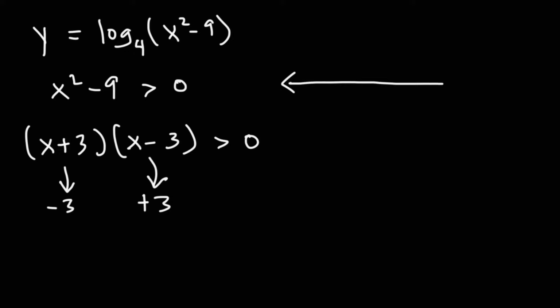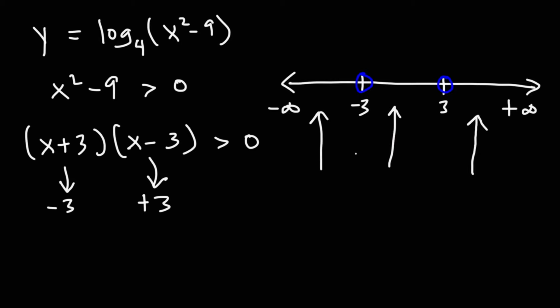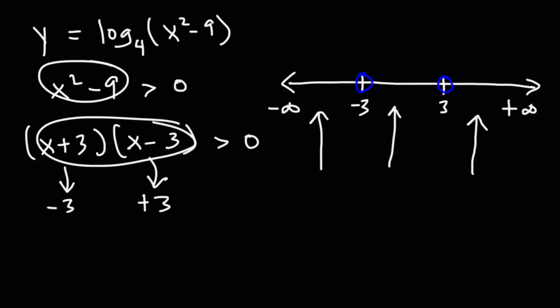Now let's create a number line. For this one, we need to do this. So we're going to put our values that gave us a 0 inside the log. So we need to use open circles for those two numbers. To the right, we have positive infinity, and to the left, negative infinity. Now what we're going to do at this point is we're going to pick numbers in these three different segments. We're going to plug in those numbers. We can plug it into this expression or this one, depending on which one's easier.